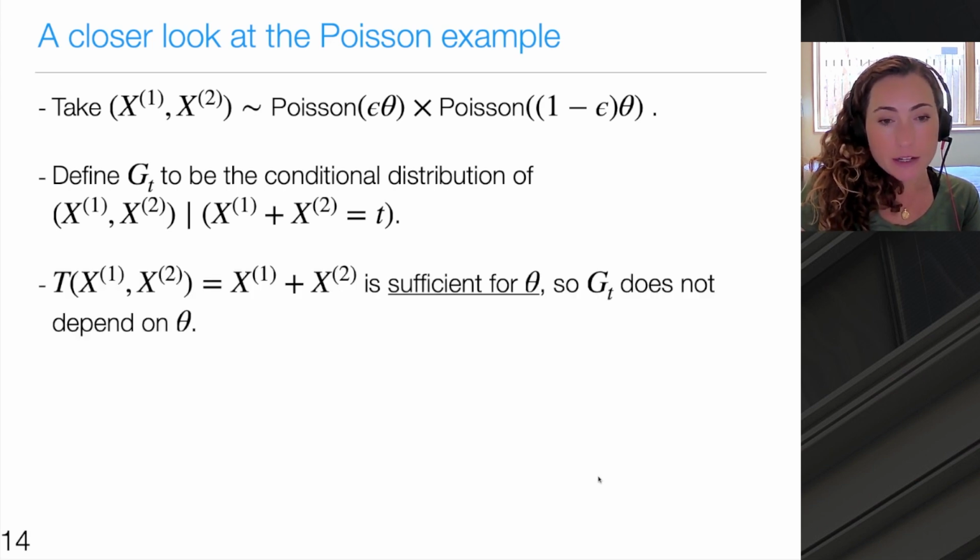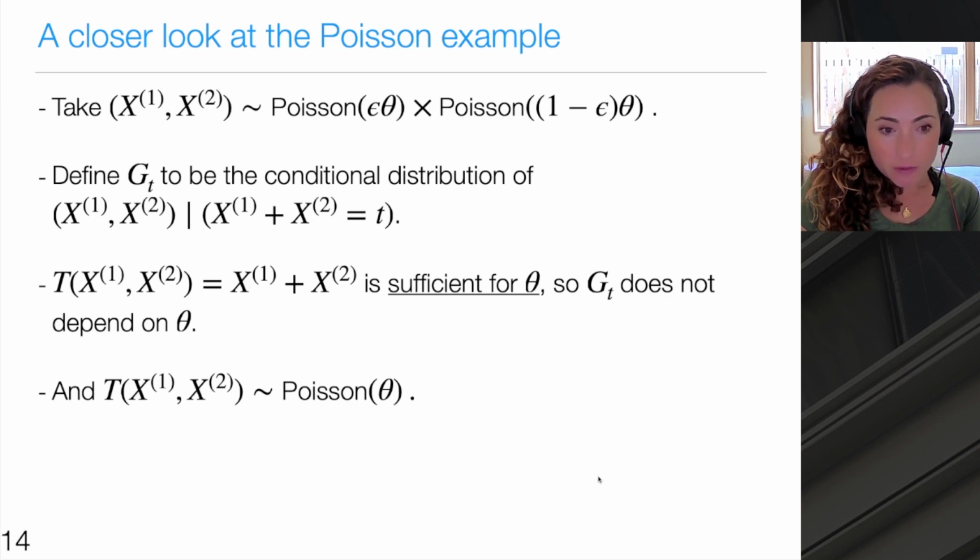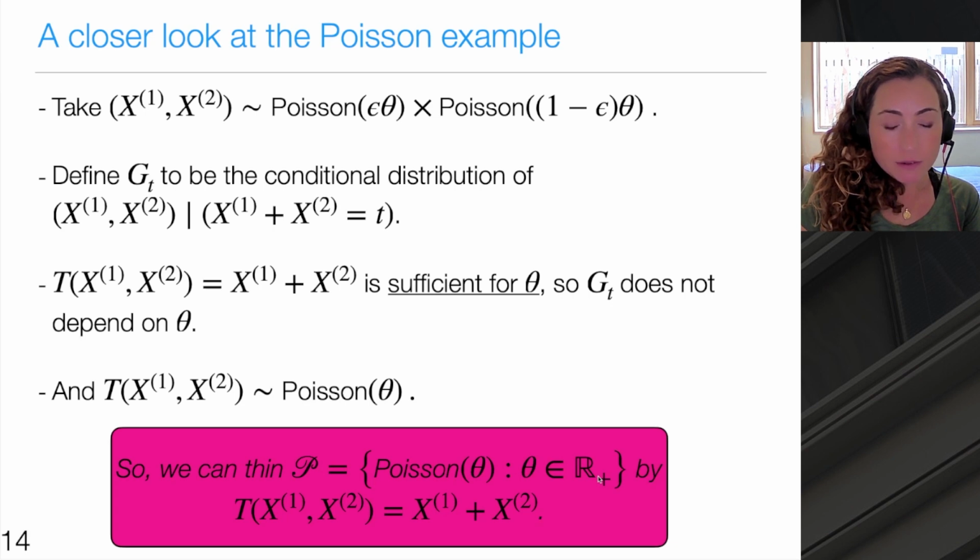And then I'm going to notice that x1 plus x2 is actually sufficient for theta in the joint distribution of x1 and x2. And so by definition of sufficiency, that guarantees that g sub t doesn't depend on theta. And finally, I'm going to notice that T of x1, x2, in other words the sum x1 plus x2, follows a Poisson distribution with parameter theta. And what that means, because we've satisfied the definition of data thinning, is that we have thinned the Poisson theta distribution by x1 plus x2.